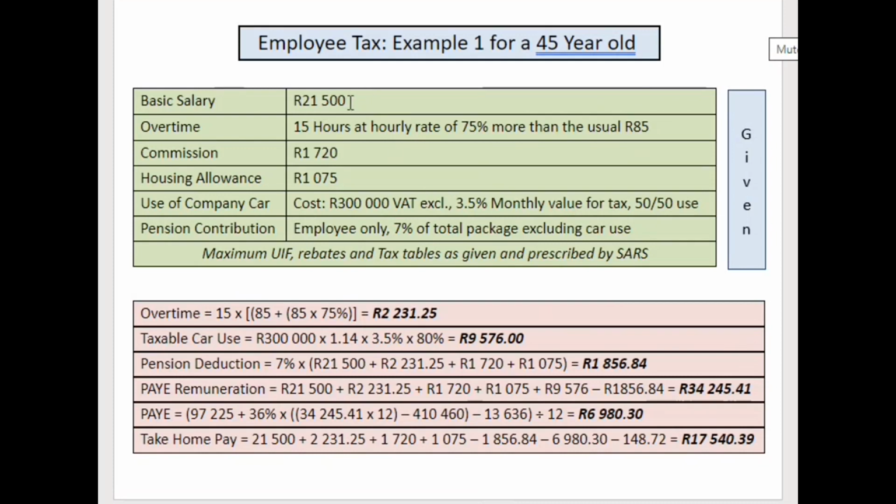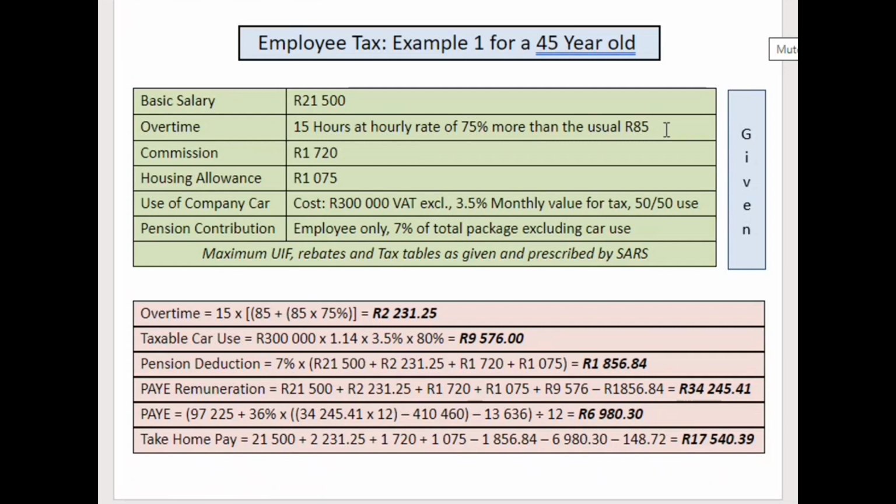So he gets a basic salary of 21,500. So I put that in. Now, I'm going to show you something here. This is exactly the way the question is asked, I think, in assignment 2. Maybe not. So it says he worked 15 hours overtime at an hourly rate of 75% more than the usual 85 Rand.